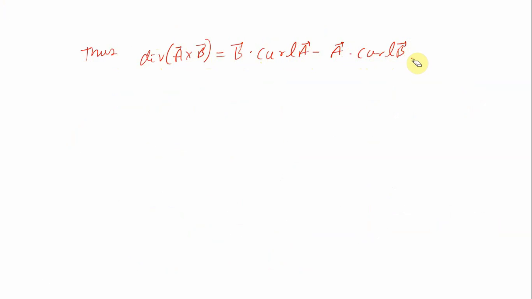Thus, yes students, you can see very easily we have calculated the divergence of a bar cross b bar, which is equal to b bar dot product curl of a bar minus a bar dot curl b bar. So this is how we have to solve all these three vector identities.